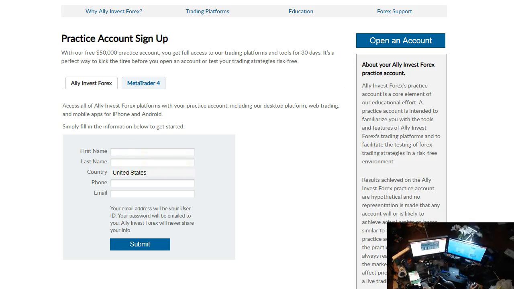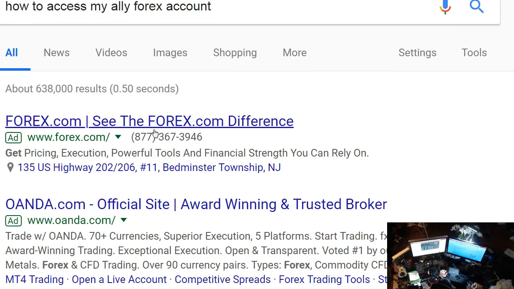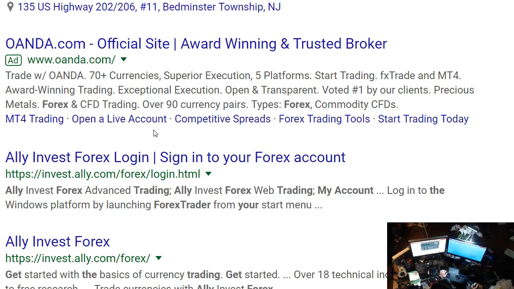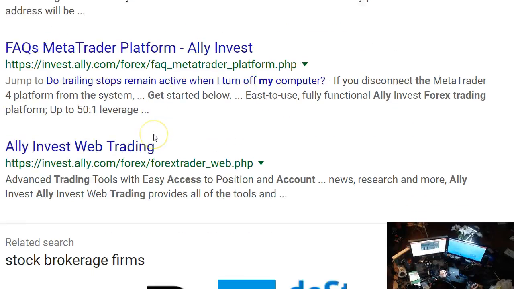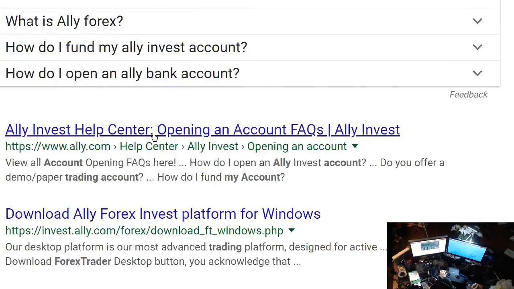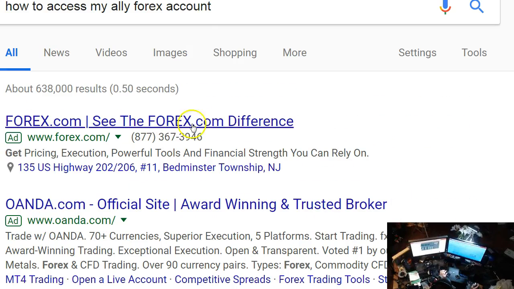All right, let's try Googling. Let's try on the internet, see if we can find some more information. So I Googled how to access my Ally Forex account. Now when someone has to actually Google how to find something very basic on your website, you have failed miserably. So there's this login, let's open that, and there's this investally.com Forex, let's open that. I don't really see other people asking the same question, so maybe I'm just not very smart. Well, that's obvious, but anyway.